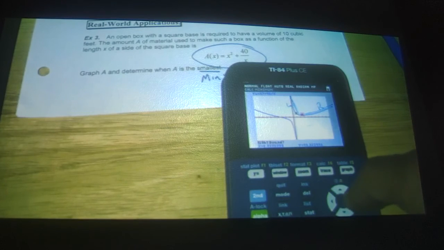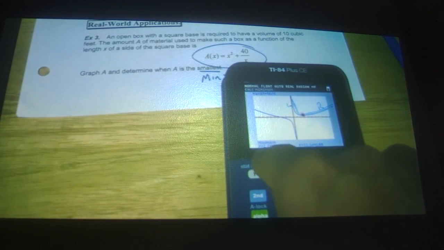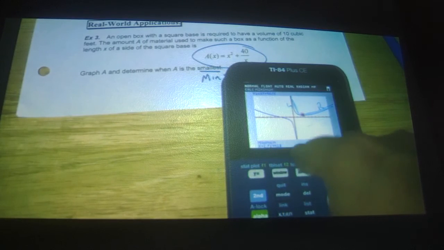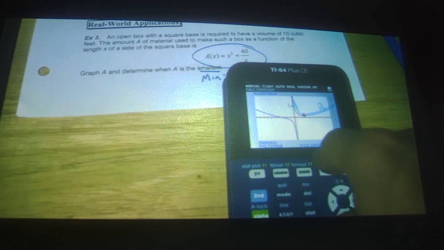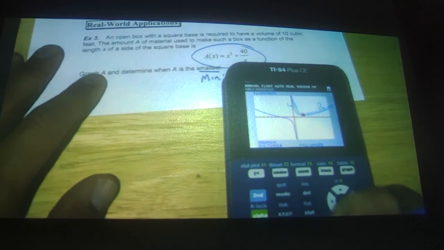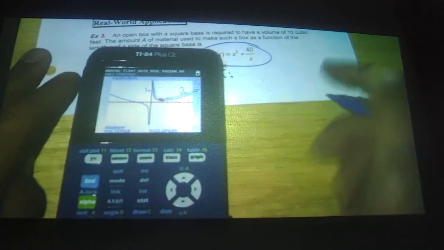Right bound, get to the right where it's increasing. The graph is going up and up and up and up. Anywhere over here is fine, press enter. And then guess, press enter. And I got a minimum, for me, I got 2.714418, comma, 22.104. Okay, so graph and determine where A is the smallest.